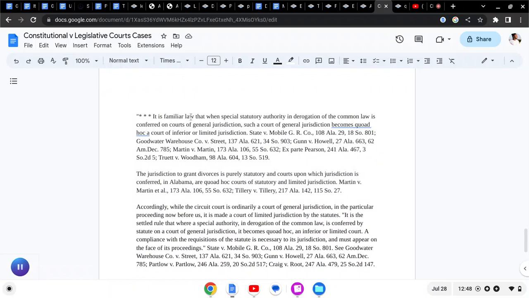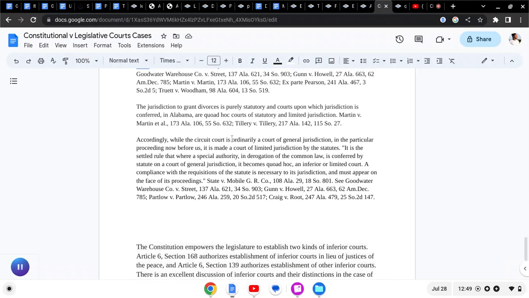It is familiar law that when special statutory authority in derogation of the common law is conferred on courts of general jurisdiction, such a court of general jurisdiction becomes quo ad hoc a court of inferior or limited jurisdiction. The jurisdiction to grant divorces is purely statutory, and courts upon which jurisdiction is conferred in Alabama are quo ad hoc courts of statutory and limited jurisdiction.